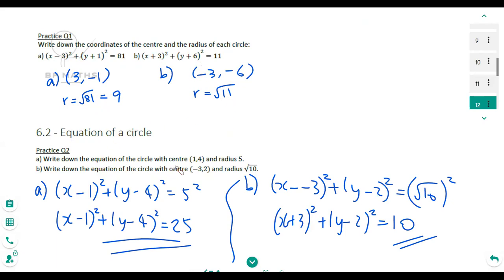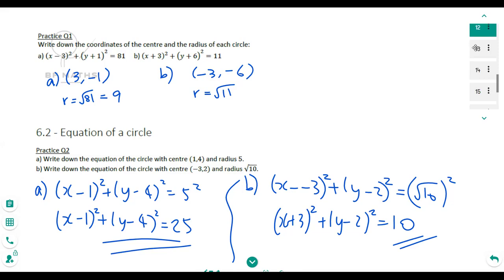Question 2, find the equation of the circle with center (1, 4) and radius 5. So (x minus a) squared plus (y minus b) squared equals the radius squared. For question B, be careful with this sign again. Negative 3 becomes a plus 3. And then for the radius, it'll be root 10, this whole thing squared, which is just 10.